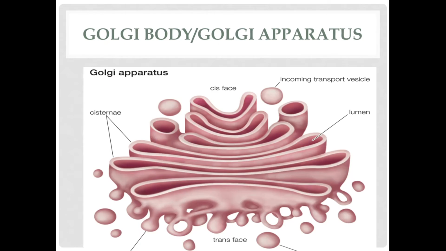So let's look at the Golgi apparatus. The Golgi apparatus, also called the Golgi complex or the Golgi body, is a membrane-bound organelle that is made up of a series of flattened stacked pouches called the cisternae. It is made up of approximately 4 to 8 cisternae held together by matrix proteins.